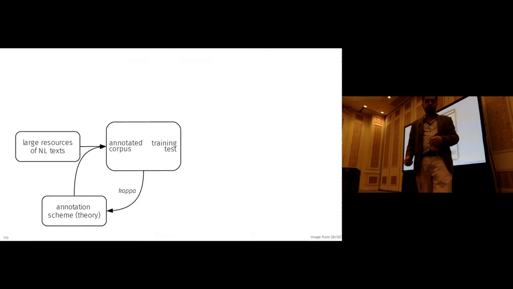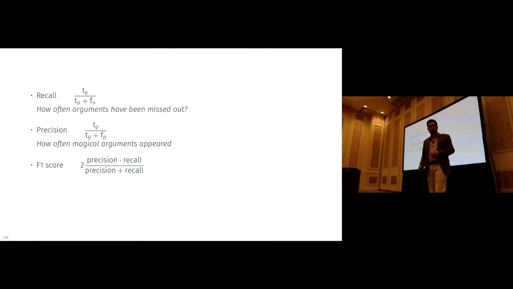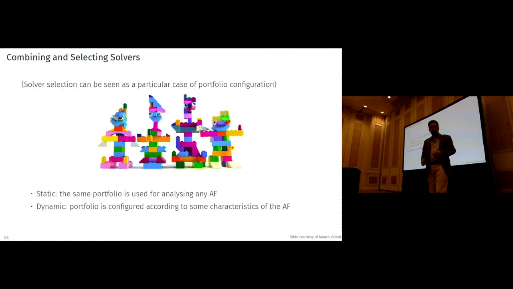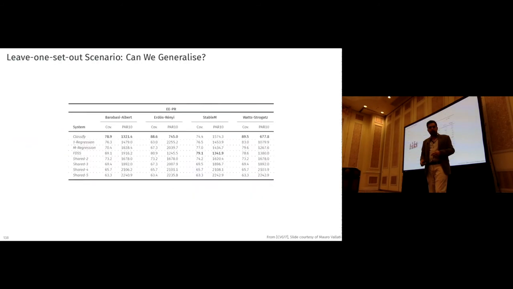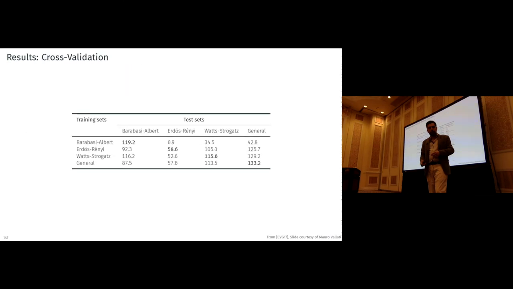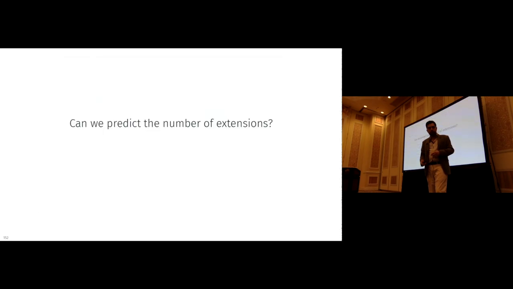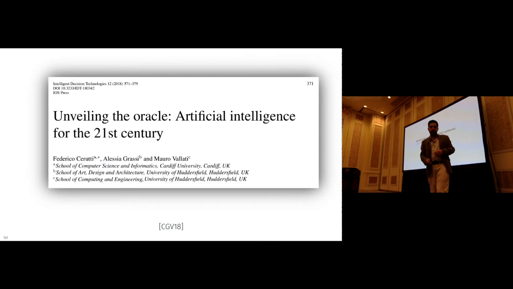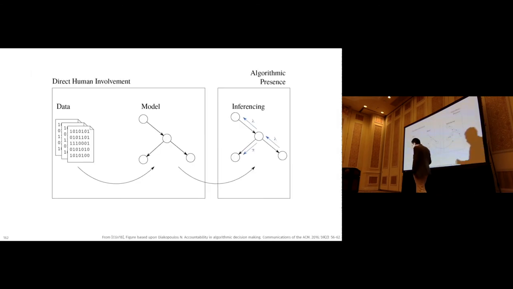And after all of these, we are going to go to what argumentation can do for machine learning, which is, if we have a very high level view of what a machine learning algorithm is, we start from some data, we create a model, and given this model, we do some inferencing. Now the question is where argumentation can play a role here.